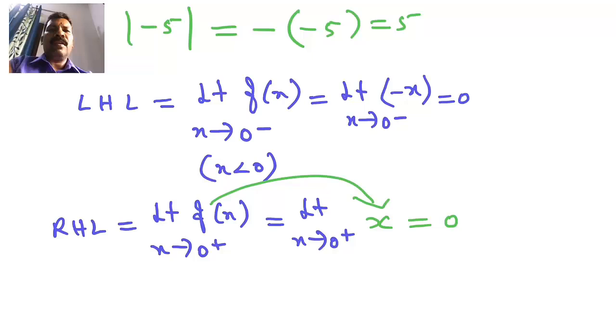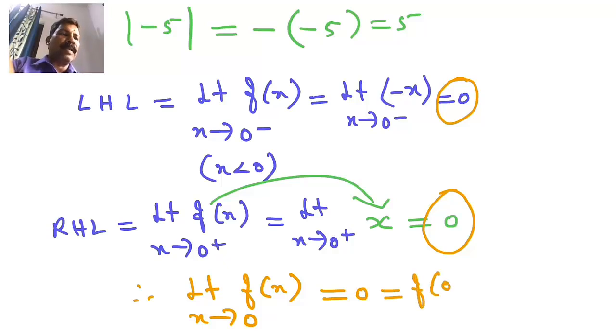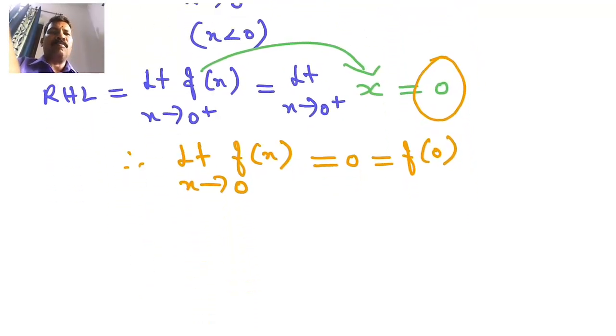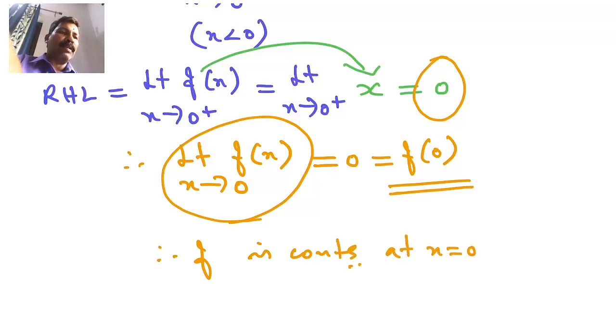So we see that the left hand limit and the right hand limit have a common value. Therefore, we can say the limit of f(x) as x tends to 0 is equal to 0, which is nothing but f(0). So we could prove that the value of the function at x equal to 0 equals the limit of the function as x tends to 0. Therefore, the function f given by the modulus function, that is |x|, is continuous at x equal to 0.